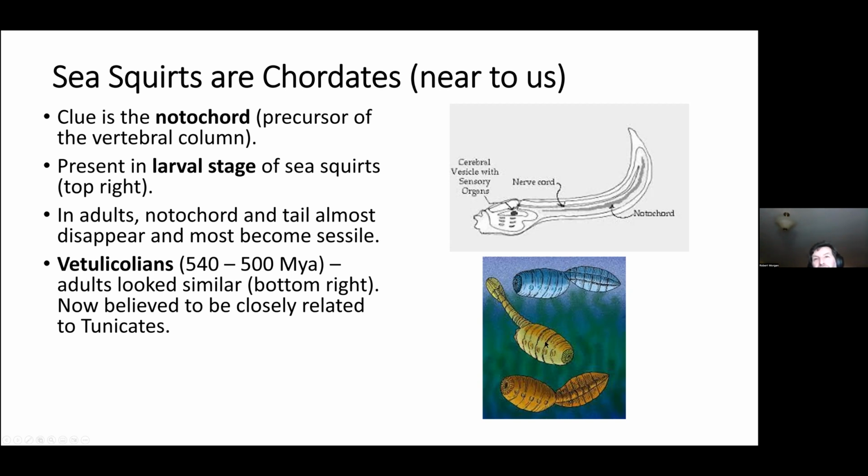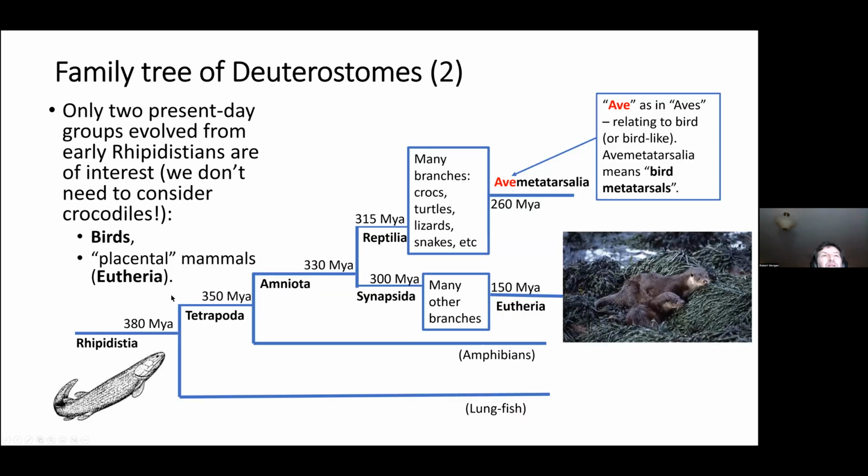They looked very much like larval sea squirts, but they kept that form into adult life with a very simple mouth, not much in the way of sensory organs, a tail, and they've possibly got a notochord, although it doesn't tend to be preserved in their fossils, unfortunately. So this is what the family tree of the deuterostomes, of which we are a member, looks like.